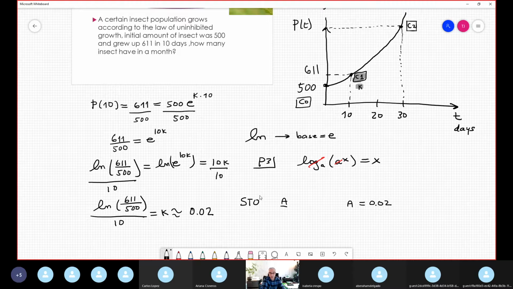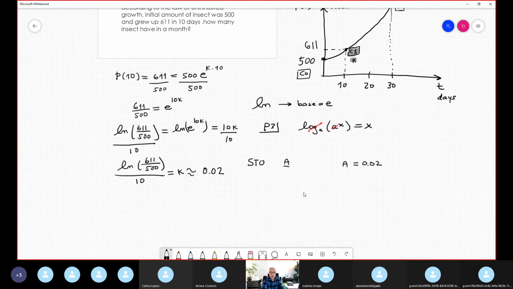Okay. Let's move on to the next step. The next step is to find the population at 30 days, which is a month. I need to find the population at 30 days. It is 500 again, which is P0, exponential K, but in this moment I have K in my hand, that value. Multiplication by 30.